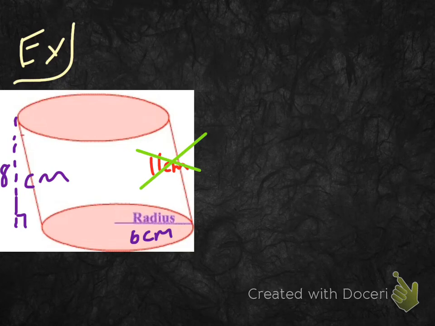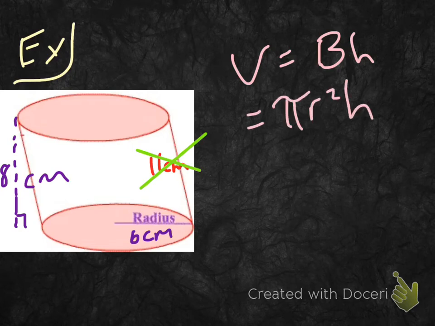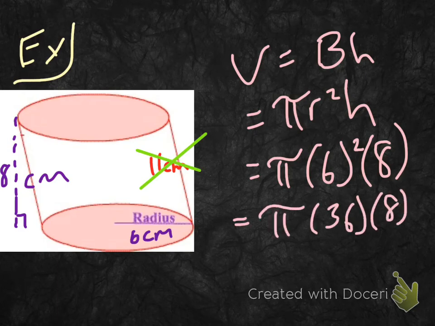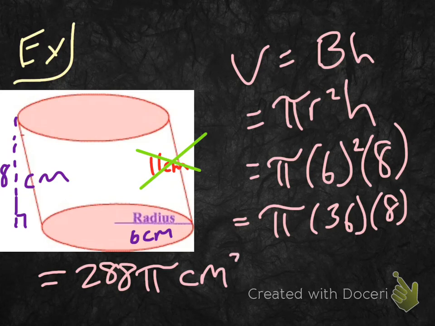So again, same concept here as before. Volume equals the area of the base times the height of the prism or the cylinder, which is just pi r squared times the height, which is pi times, well, the radius is 6, so we have 6 squared times the height, which is 8. So this gives us pi times 36 times 8, and I forgot to do this ahead of time, so I have to figure out what this is on the fly, which means 36 times 8 is 288, so I get 288 pi.